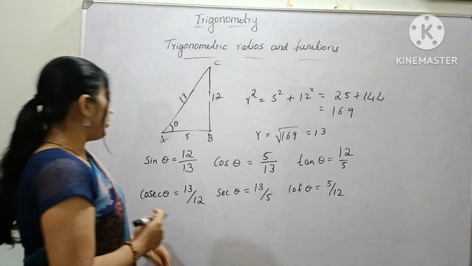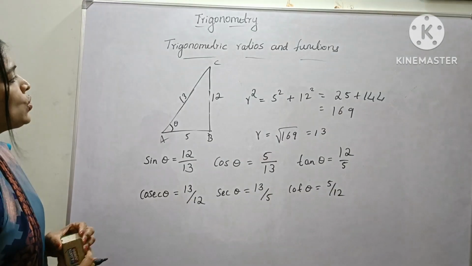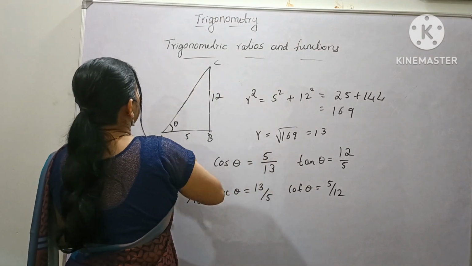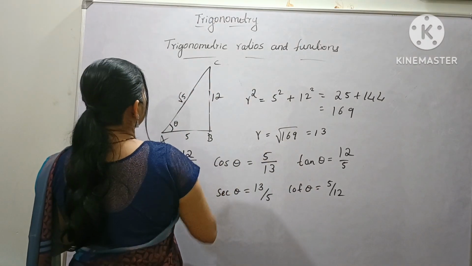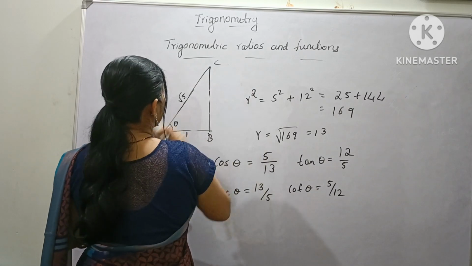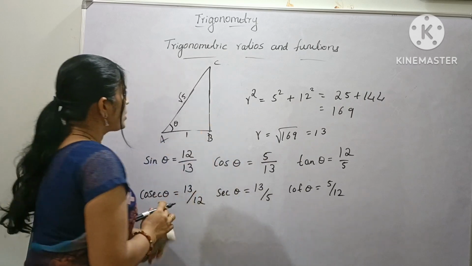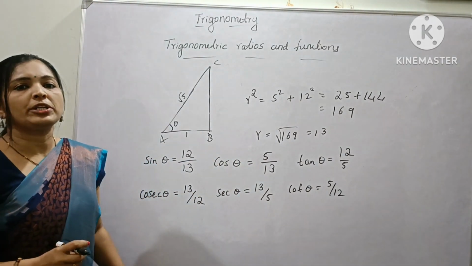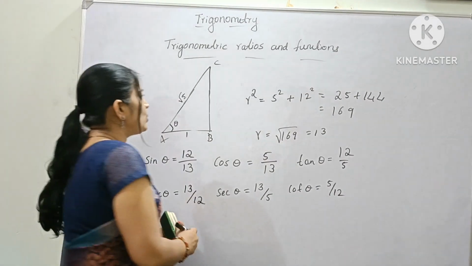Okay, let us go through one more example. Here it is given that the hypotenuse is root 5, and one side is 1. This length is not given. So our question is, find the values of 6 trigonometric ratios. Okay, so let us find.